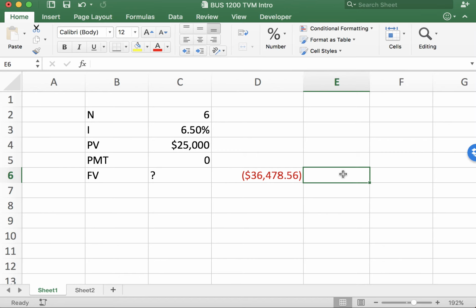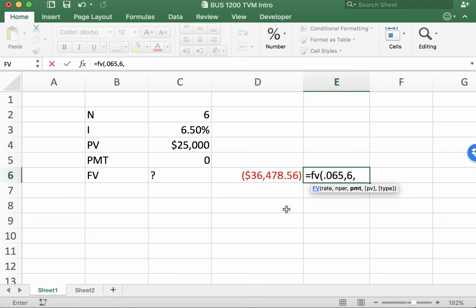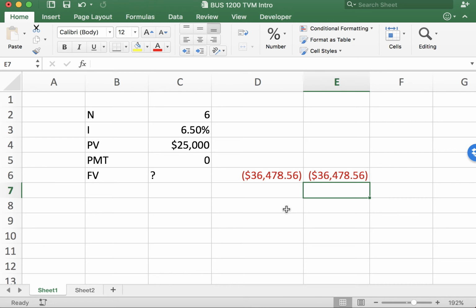We just move over and we hit equals. And what's our formula? We start with FV, and we hit open parentheses, and we got rate, n per, payment, and so on. So let's type in the rate directly and not reference a cell. Remember, it's decimal, so it's 0.065, comma, n was 6, comma, payment was 0, comma, 25,000 was the total amount, end parentheses, enter. We get the same answer.